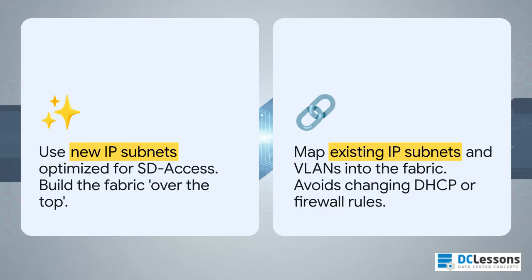So it really boils down to this fundamental decision. Path 1, do you start fresh with totally new subnets? This is definitely the cleaner approach, and it lets you optimize your IP space, but it also means more prep work, right? You've got to update DHCP scopes, firewall rules, the whole nine yards. Or path 2, do you map your existing subnets into the fabric? This is often way less disruptive to your current IP-based policies and services. Let's dig into both of these options.